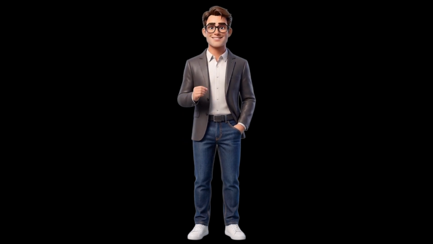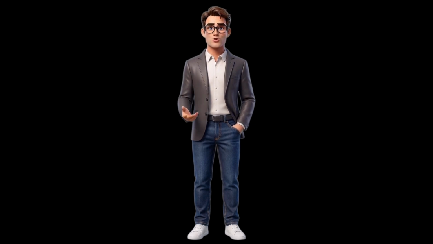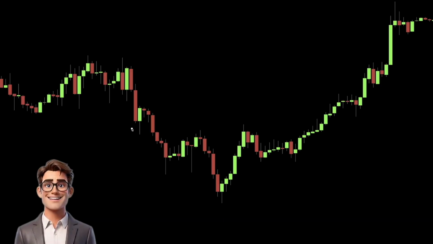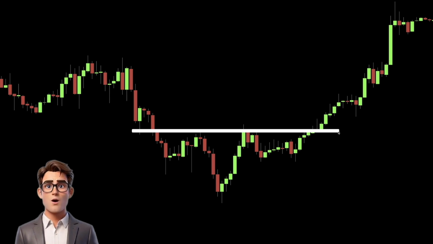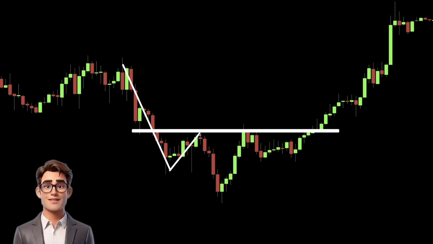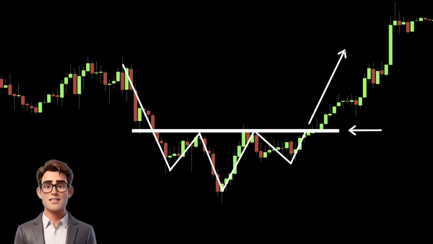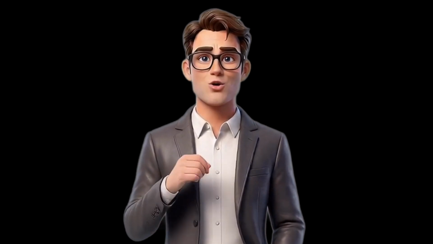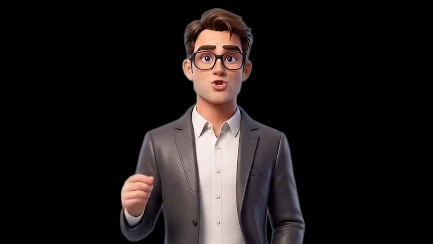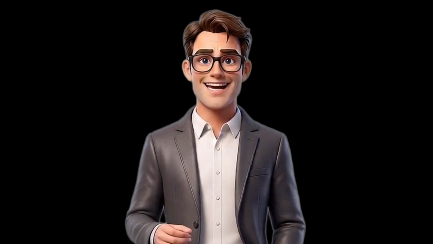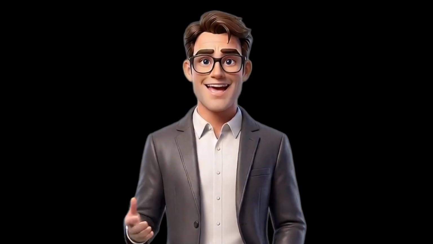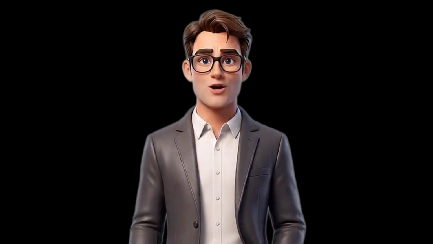Now let's reverse this and look at the inverse head and shoulders pattern that forms in a downtrend. Here, the right and left shoulders form lower lows, while the head is a swing low between them. The swing highs between the shoulders create a resistance or a neckline. From a price action perspective, this pattern shows that the sellers are losing momentum. The right shoulder forms a higher low, indicating that the seller pressure is fading and a trend change may be starting.